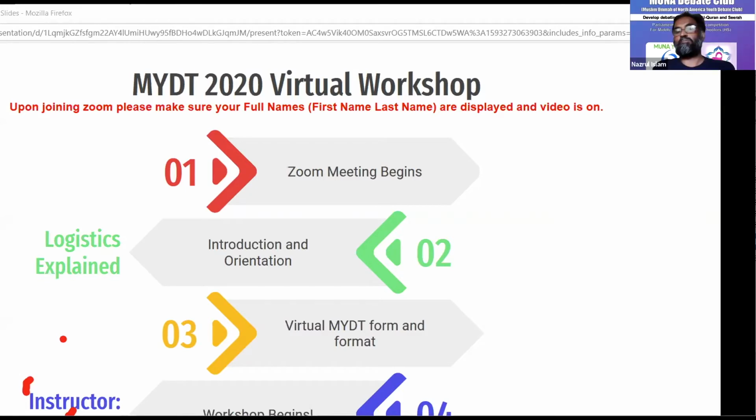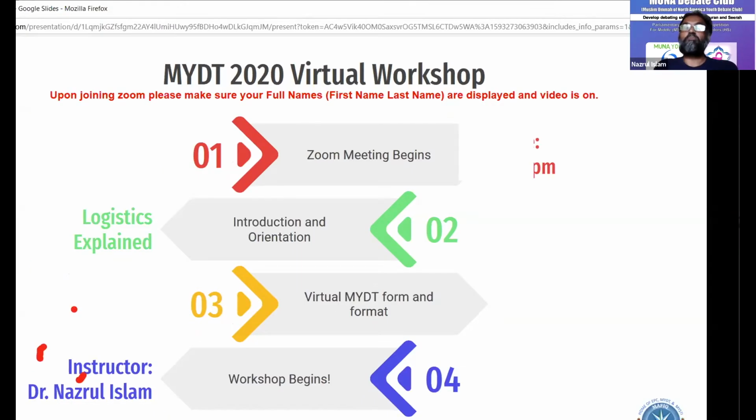I think that's all I had for the form and format. I know there are some loose ends there, which we'll try to clear up. But if you have questions, feel free to keep putting them into the chat. And if we don't answer them directly in the workshop, we'll definitely get back to you as well via email, inshallah.